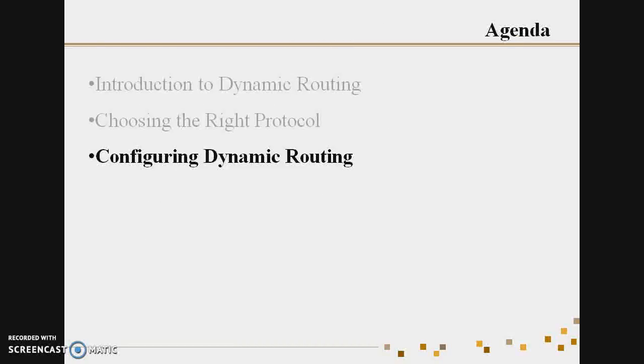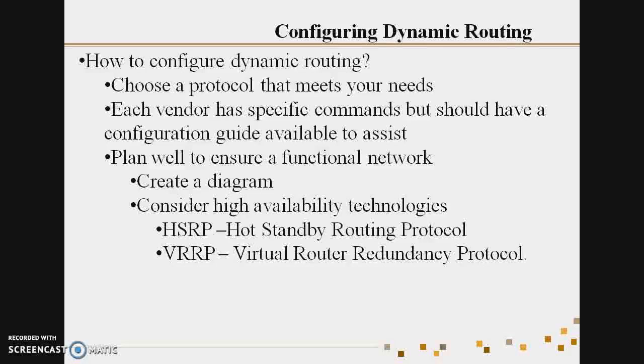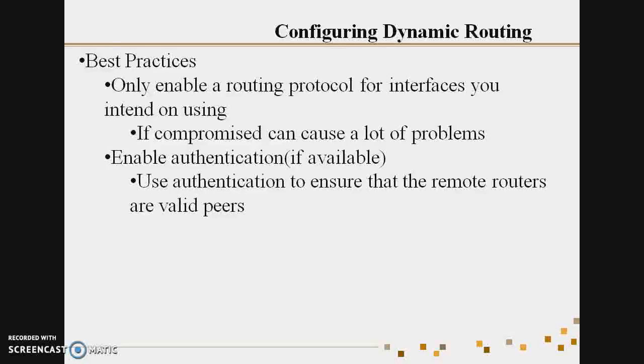The last topic here is configuring your dynamic routing. How do you configure dynamic routing in a network? The first job is to choose a protocol that meets the needs of the vendor, and each vendor will have their own specific commands for the routers. So you have to plan well to ensure a functional network, create a diagram, and see to it that it supports high-availability technologies such as HSRP and VRRP. If it supports these, then we will not have any problem in configuring the routers.